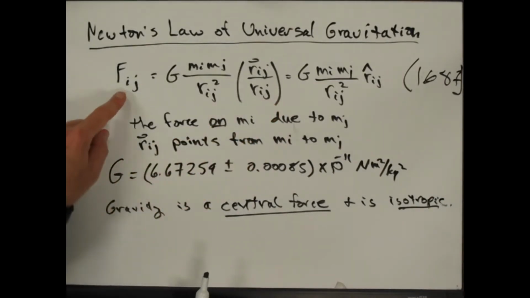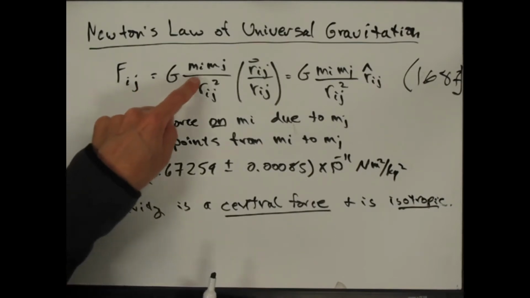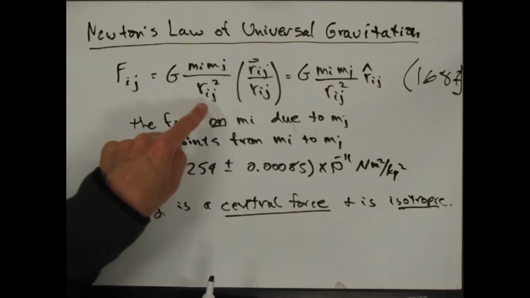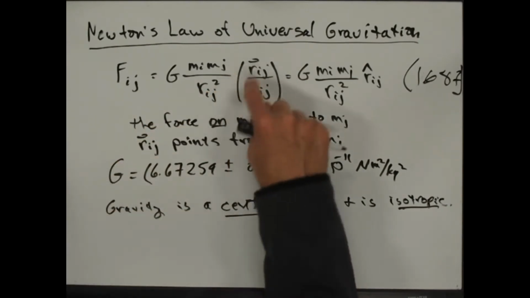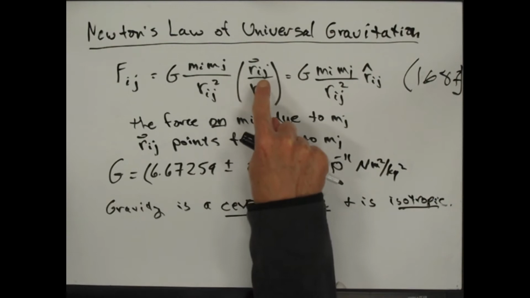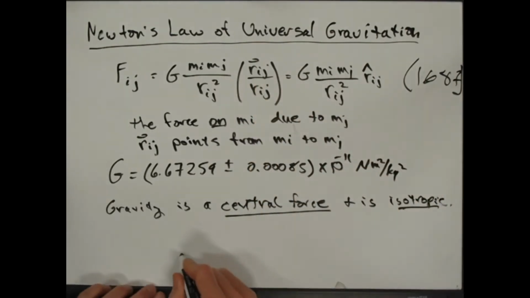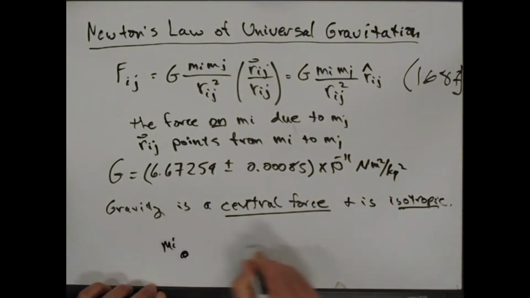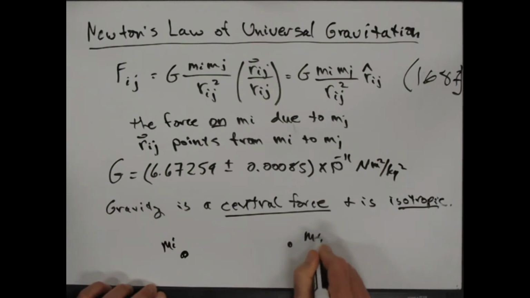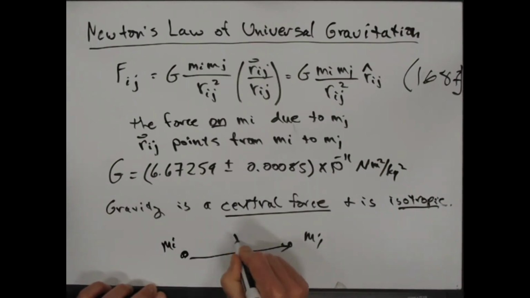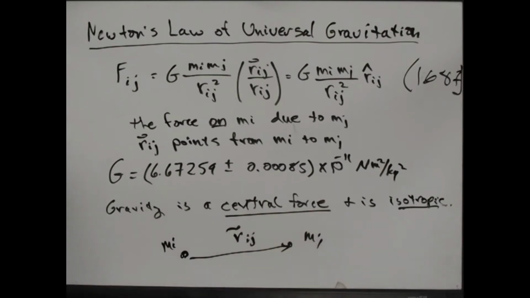But anyway, the force on I due to J is G times the mass of I times the mass of J over the distance between them, Rij, squared. And the direction vector is the direction that points from I to J. So if this is m sub I and this is m sub J, and that's my R vector, it points from I to J.